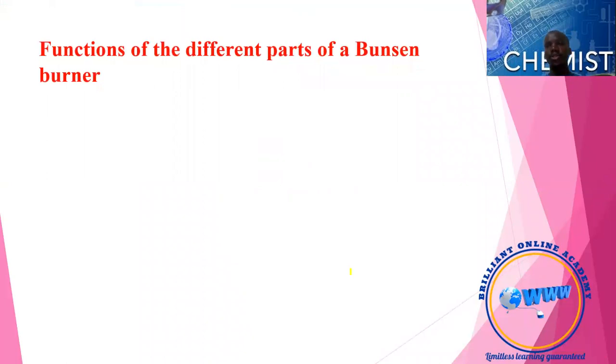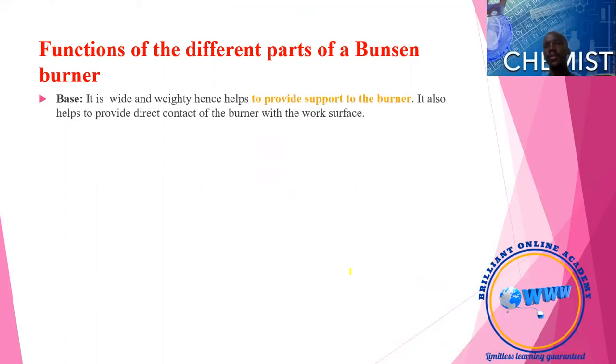So let's now know the functions of the different parts of a Bunsen burner. The first one, we have the base, and at least we have showed the base. So the base is wide. This is how it is adapted to this function. It is wide and weighty, which helps to provide support to the burner. It also helps to provide direct contact of the burner with the workplace. So the main function of the base is just to provide support to the burner.